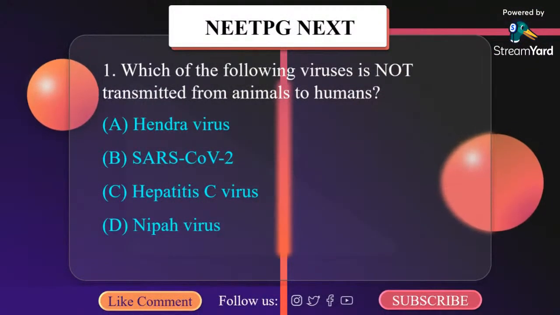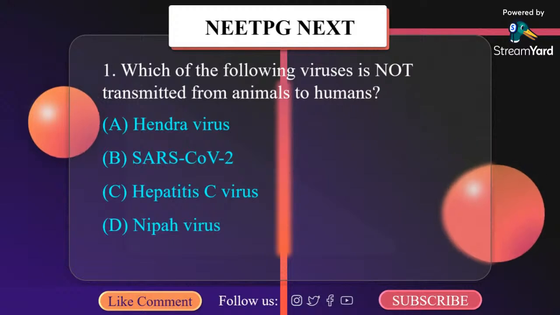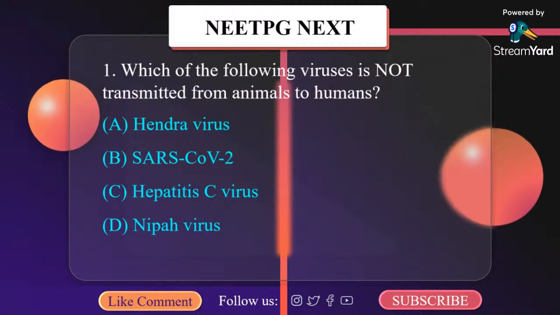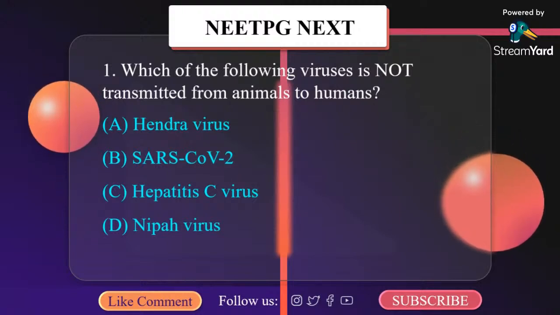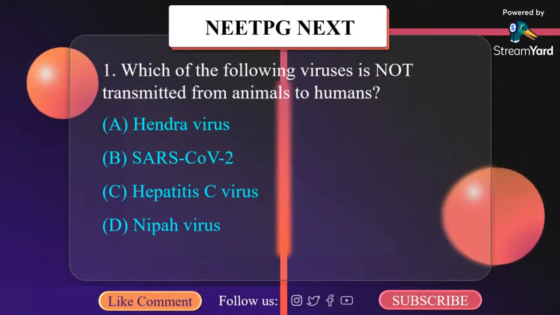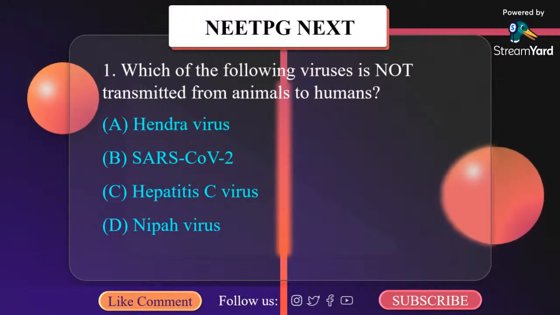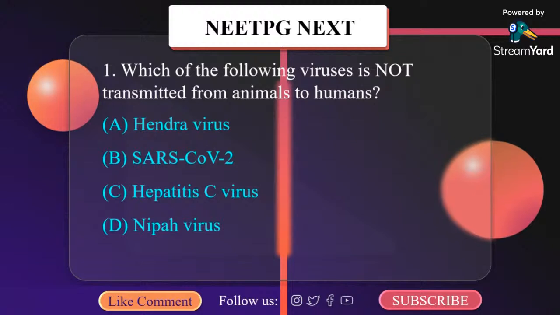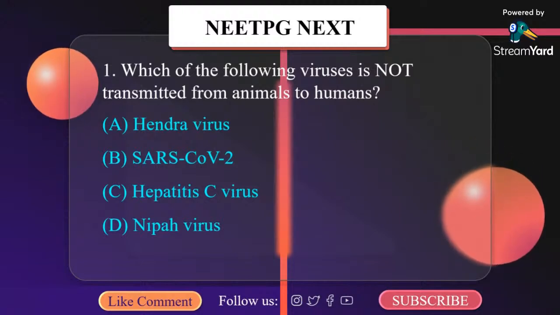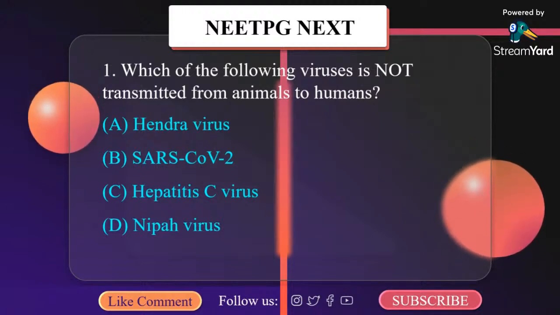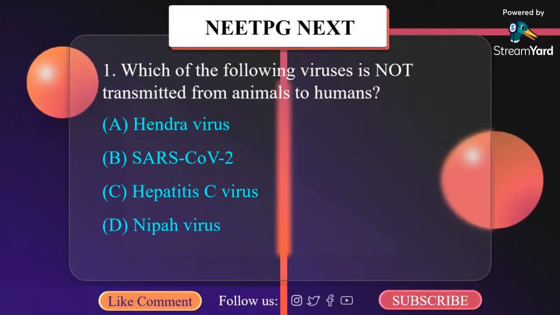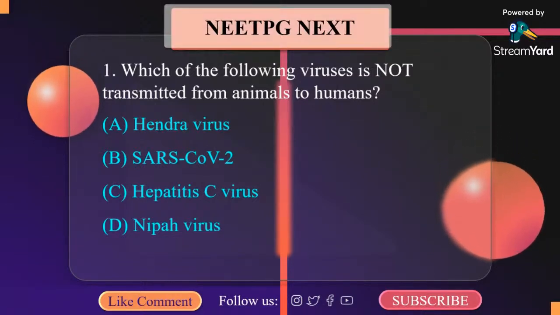Which of the following viruses is not transmitted from animals to humans? A. Hendra virus, B. SARS-CoV-2 virus, C. Hepatitis C virus, D. Nipah virus. Hepatitis C virus is primarily transmitted through blood to blood contact, and it is not considered a zoonotic virus. In contrast, Hendra, Nipah, and SARS-CoV-2 have zoonotic origins. So the correct answer here is C, hepatitis C virus.